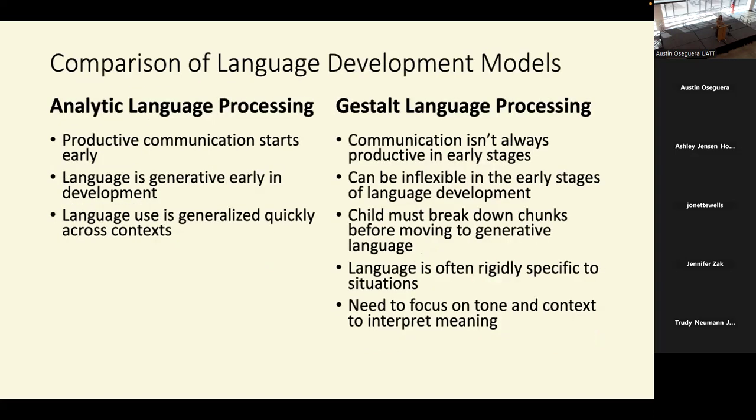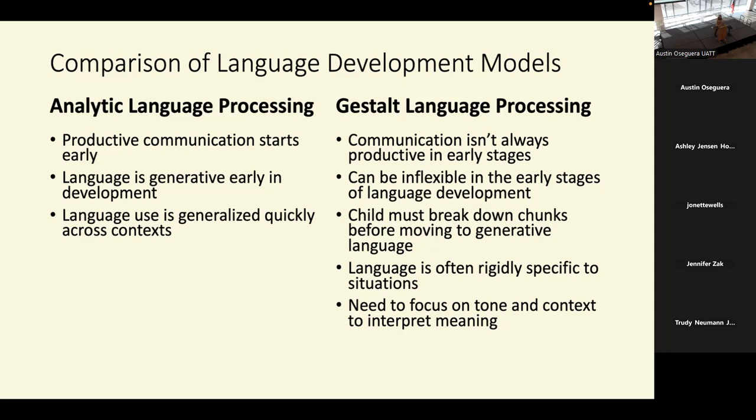So this is a compare and contrast of analytic language processing versus Gestalt language processing. In analytic language processing, which is kind of the bread and butter gold standard that most of us learned, productive communication starts early. Kids are manipulating the language and the words from a really early stage. It's generative early. They're making their own words and their own phrases, their novel language, from a really early stage. And it's generalized really quickly across contexts.